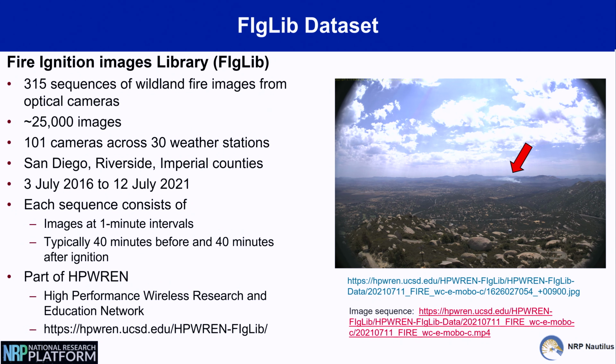So FigLib is part of HPWREN. This is a wireless network that connects remote areas in San Diego. It also connects the weather stations and the cameras that are sitting on top of the weather stations. And the data that comes from these cameras make up FigLib.